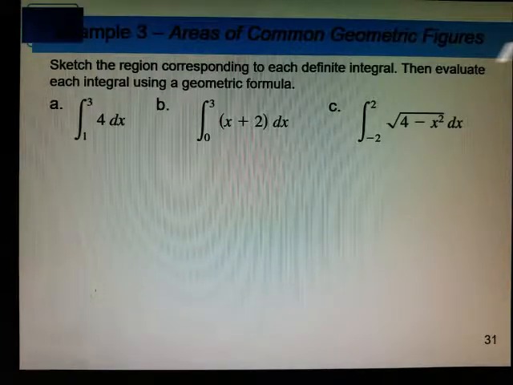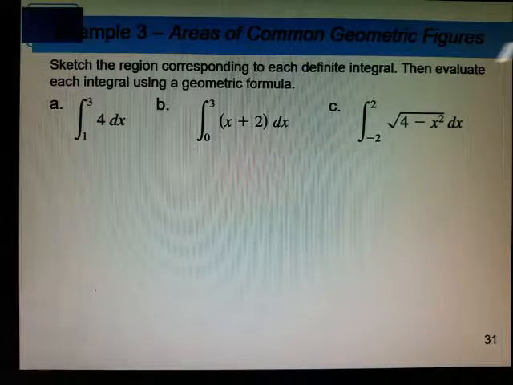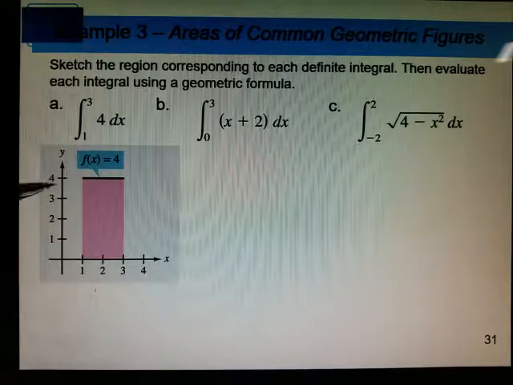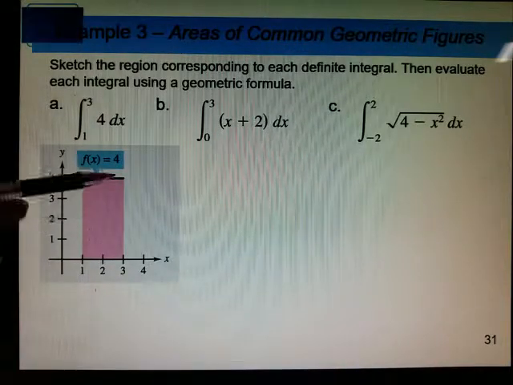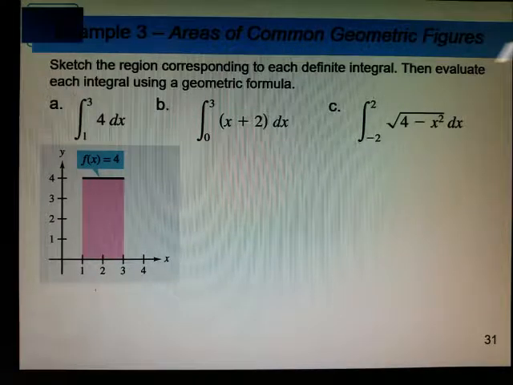All right, sketch the region corresponding to each one and then evaluate it using just geometry. This time it doesn't want me to use any calculus. So the first one is the line y equals 4, but only from x equals 1 to 3. See, here's the line y equals 4, but only from x equals 1 to 3. Well, that makes the graph of a rectangle, hopefully you're saying. So this would be 2 times 4, and that answer would be 8.